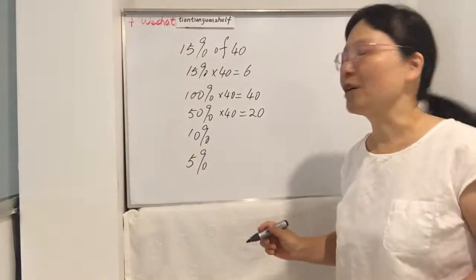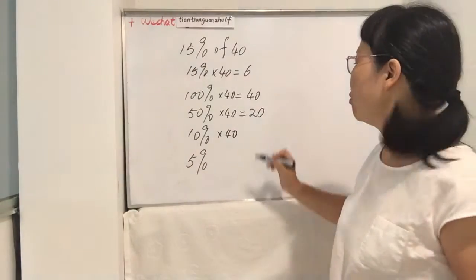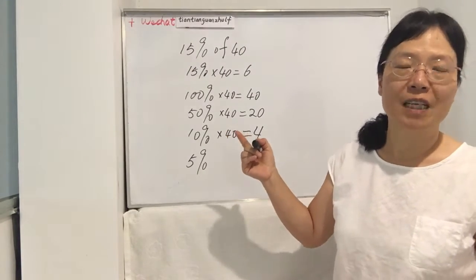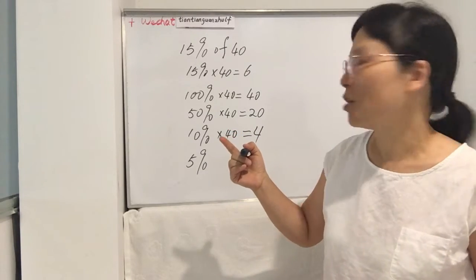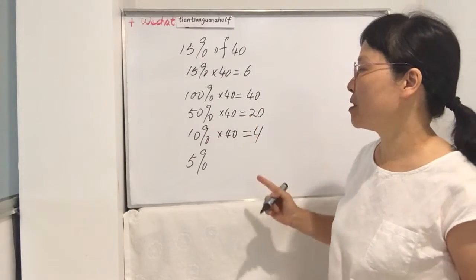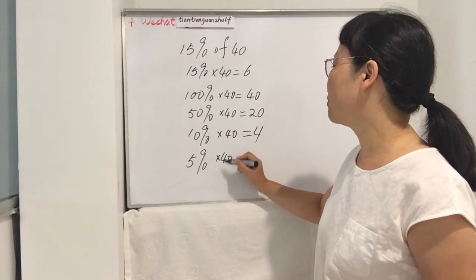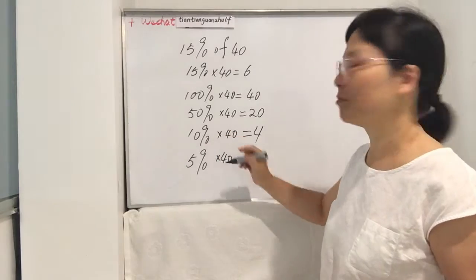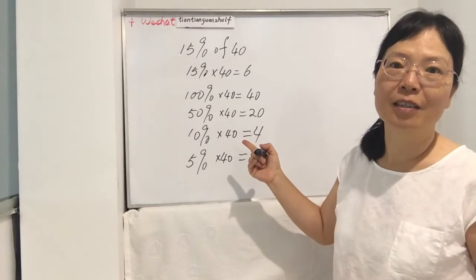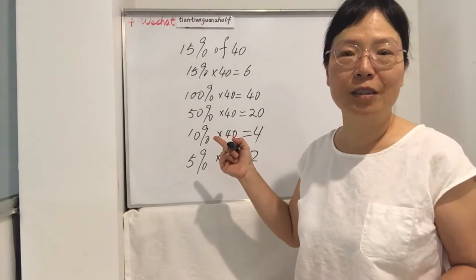So let's talk about 10%. 10% of 40 is 4. 10% of 50 is 5, or 10% of 10 is 1. And let's do 5%. 5% of 40 is half of 10%, so it's 2. 5% of 100 is 5. So that's how it works out.